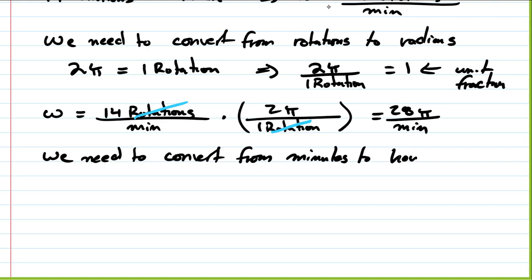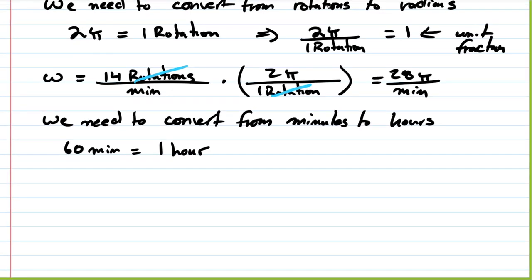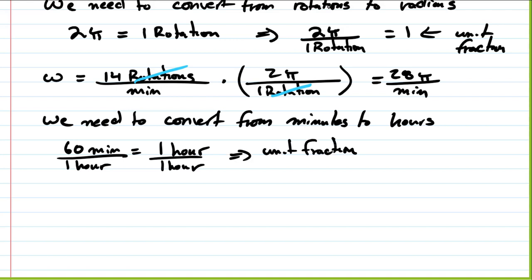to hours. And we know that 60 minutes is equal to 1 hour. But this time it's a little bit different. Where are our minutes located? The minutes are in the denominator. So to reduce them out, we need minutes in the numerator. So we're going to divide by 1 hour. And this gives that our unit fraction is 1 is equal to 60 minutes per 1 hour.